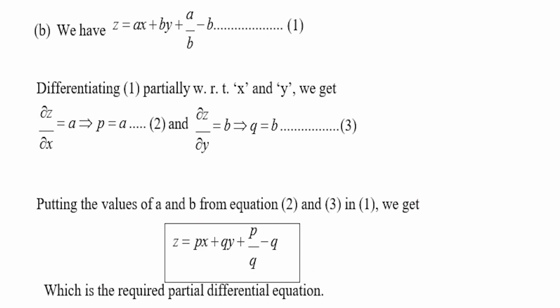And next we see the b subdivision. The given equation is z = ax + by + a/b − b. Differentiating this equation partially with respect to x and y, we get ∂z/∂x = a, that is p = a, and ∂z/∂y = b, that is q = b. Substitute the values for a and b in equation number 1. Finally, we get z = px + qy + p/q − q. This is the required partial differential equation.